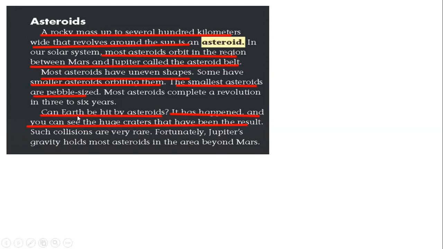Now, can Earth be hit by an asteroid? It has happened, and you can see the huge craters that have been the result. Such collisions are very rare. Fortunately, Jupiter's gravity holds most asteroids in the area beyond Mars.